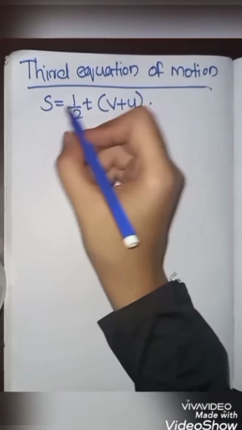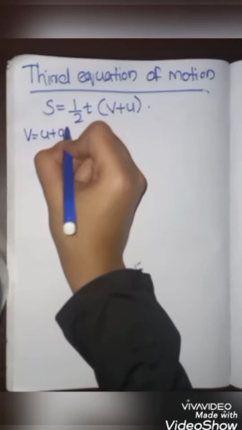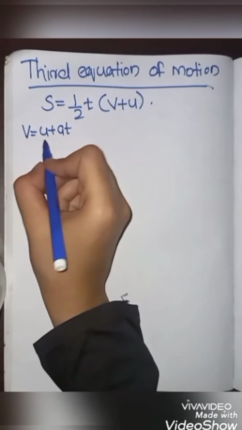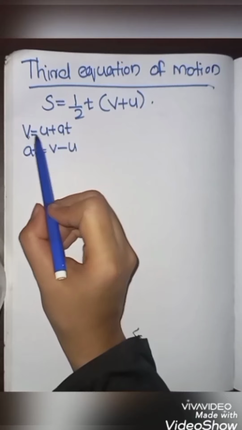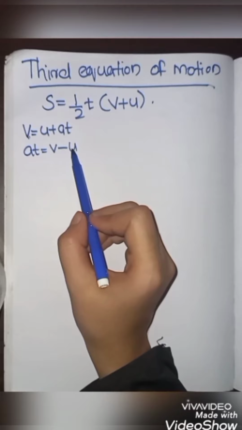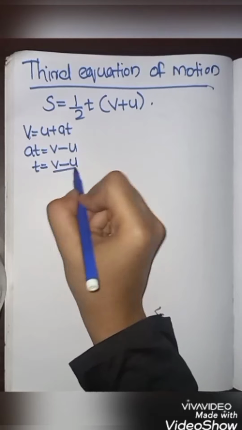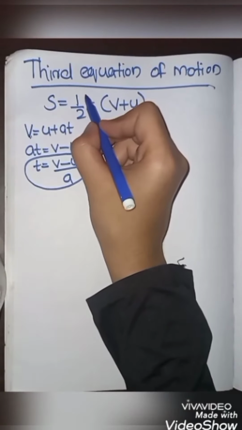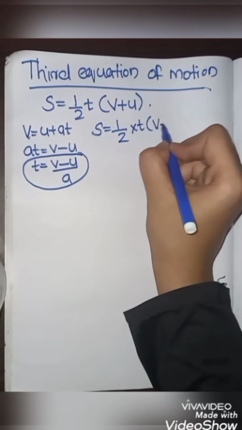From the first equation of motion, V is equal to U plus AT, we can calculate T. That is AT is equal to V minus U. Here plus U comes to this side, it becomes minus U, that is V minus U. AT is equal to V minus U, therefore T is equal to (V minus U) by A. We are substituting this value into the equation S is equal to half into T into (V plus U).